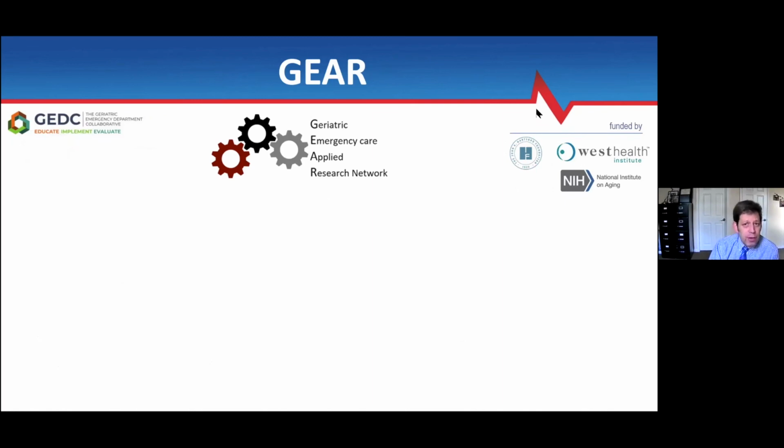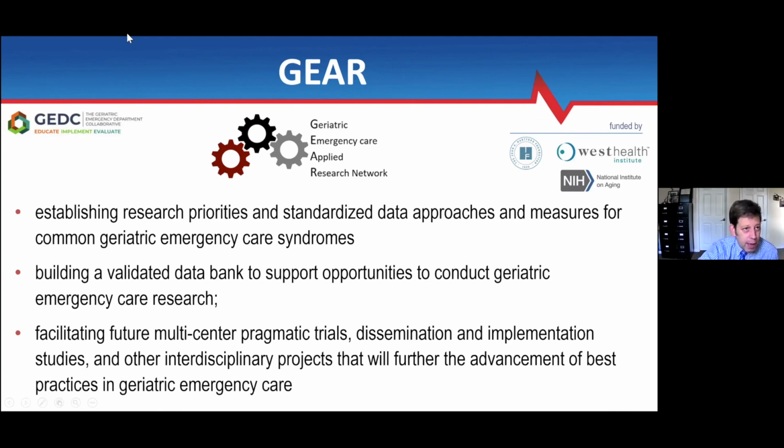In addition, the GED Collaborative has developed the Geriatric Emergency Care Applied Research Network. This is led by Eula Wong and by Manish Shah, who's at the University of Wisconsin-Madison, but particularly by Eula. They're establishing research priorities and standardized data approaches and measures for common geriatric emergency care syndromes. They're building a validated data bank to support opportunities to conduct geriatric emergency care research, and they're facilitating future multi-center pragmatic trials, dissemination and implementation studies, and other interdisciplinary projects that will further the advancement of best practices.